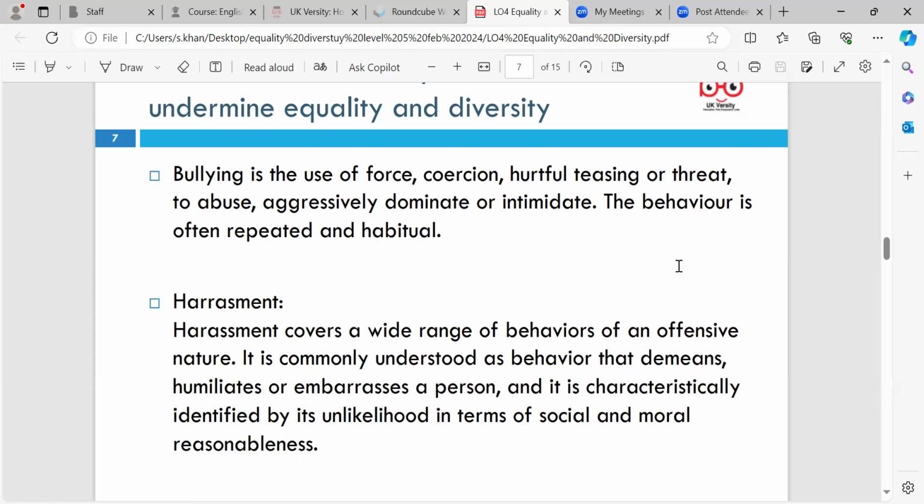So the other one is bullying: the use of force, coercion, hurtful teasing or threat, aggressively dominant or intimidating behavior. The behavior is often repeated and habitual. So it's a pattern of behavior, and it causes different psychological, physical, and social harm. You need to make sure students don't go through that, because it's quite harmful to the individual.